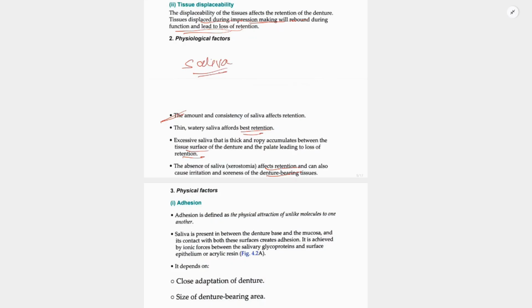So what are the main points? The amount and consistency of the saliva affects retention. Thin saliva offers best retention. Thick saliva does not offer best retention. Absence of saliva will affect the retention. So that is all about physiological factors.